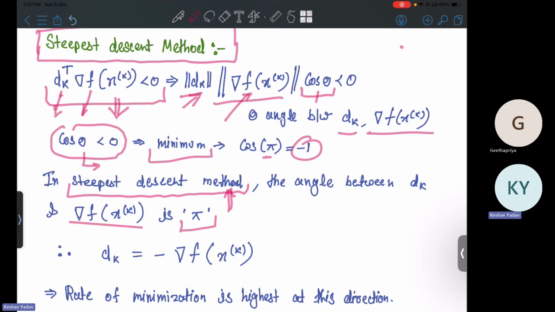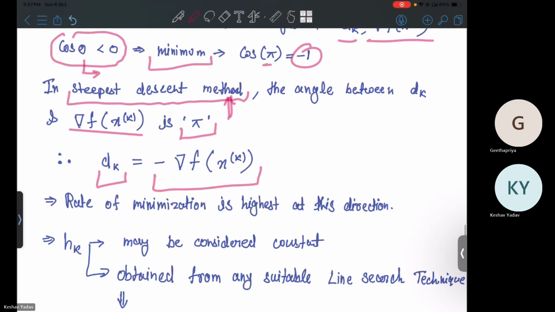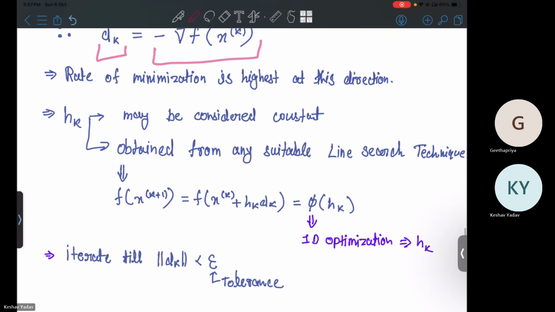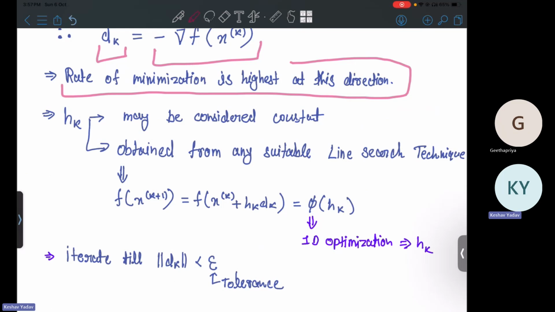Means what? At this point, suppose I have found out this is my direction of gradient. So I will take the descent direction opposite to that. So I can assume dk will be equal to minus gradient of f. Now we know that this function will decrease at the fastest rate in the direction opposite to the gradient. So this descent direction will lead to minimization with the highest rate in this direction.